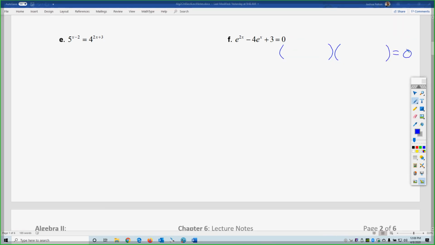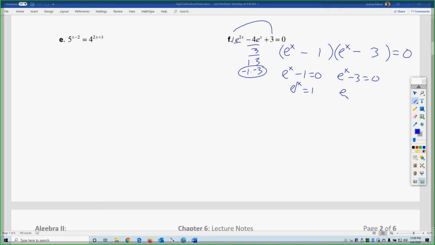Quad form factoring. So e to the x times e to the x will give me e to the 2x. And then 1 times 3 gives me 3, which is 1 times 3, or negative 1 times negative 3. Well, I think I want this one because that'll give me my middle term of negative 4 when I multiply it back. Okay, so e to the x minus 1 equals 0, and e to the x minus 3 equals 0. So e to the x equals 1, and e to the x equals 3 when I solve by adding those terms over. So I do natural log to both sides.